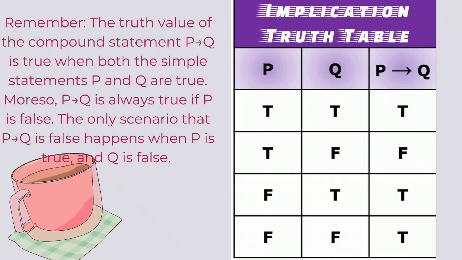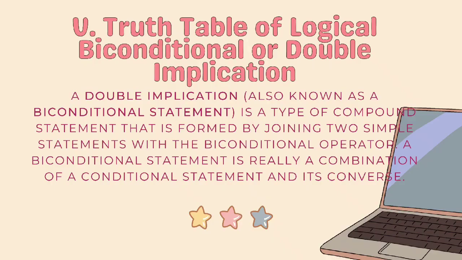But then again, remember that the truth value of the compound statement P implies Q is true when both simple statements P and Q are true. More so, P implies Q is always true if P is false. The only scenario where P implies Q is false is when P is true and Q is false.